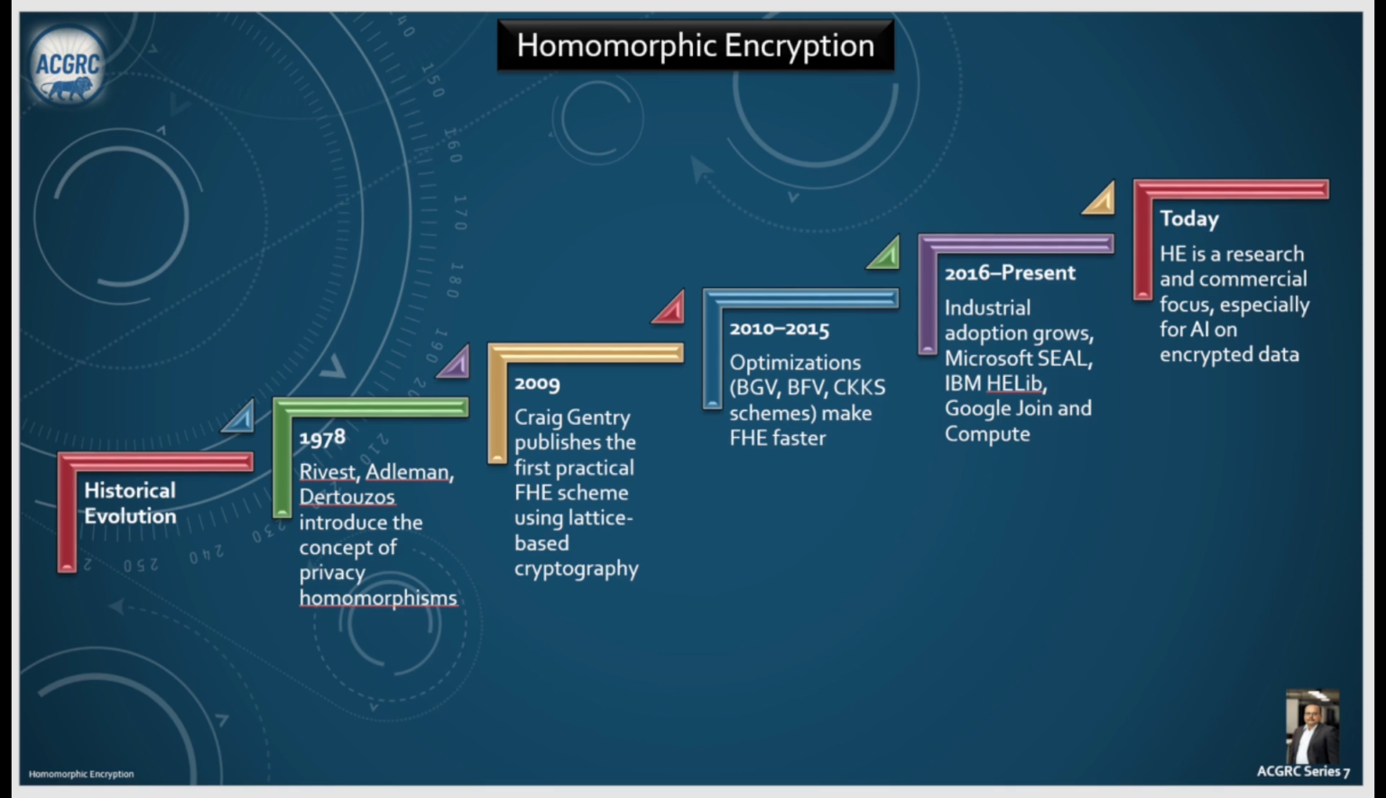Today, homomorphic encryption is a research and commercial focus, especially for AI on encrypted data. It's still evolving as we speak. It is yet to be practical. It is on the path, on the way towards it, and rightly so, because the time has arrived.